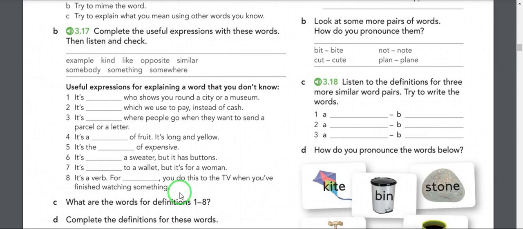6. It's like a sweater, but it has buttons. 7. It's similar to a wallet, but it's for a woman. 8. It's a verb. For example, you do this to the TV when you've finished watching something.